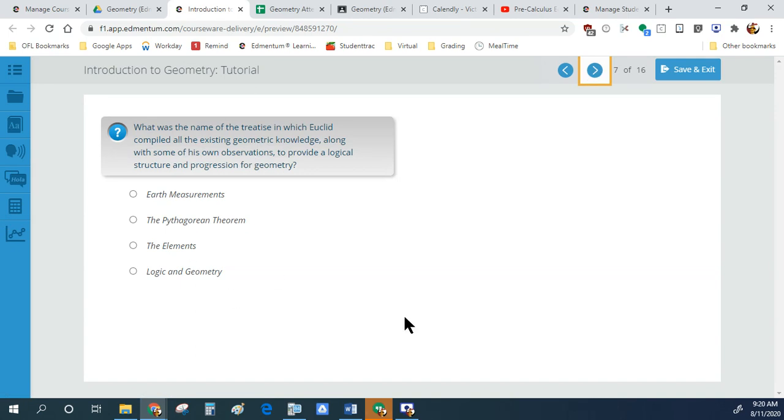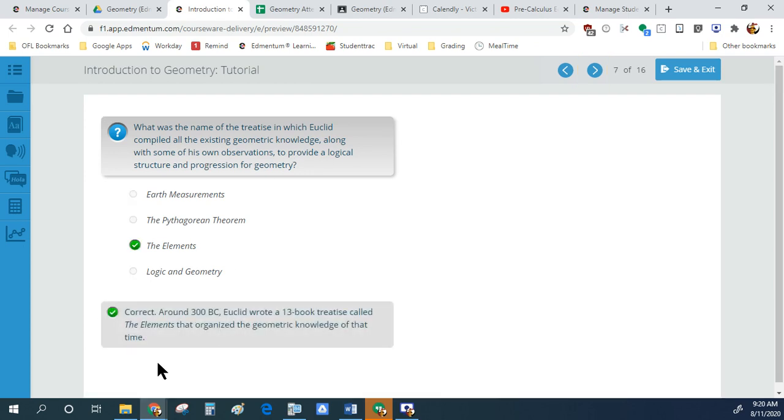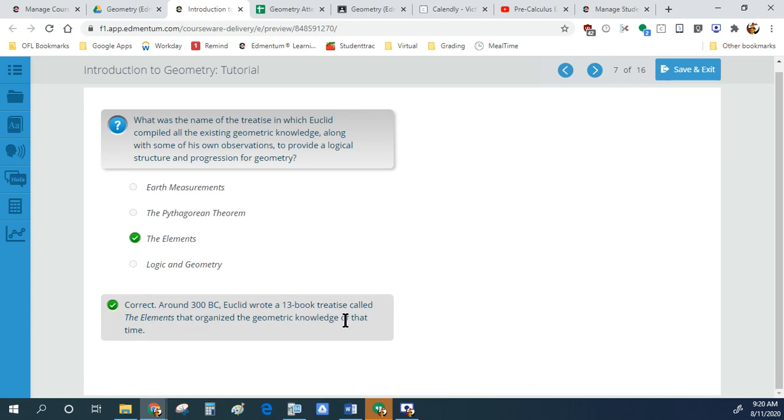Like I said, this introduction doesn't have a lot of math, but okay. What was the name of the treatise in which Euclid compiled his existing works, knowledge, and observations? This is the Elements. That's the book that he wrote, in 300 BC.